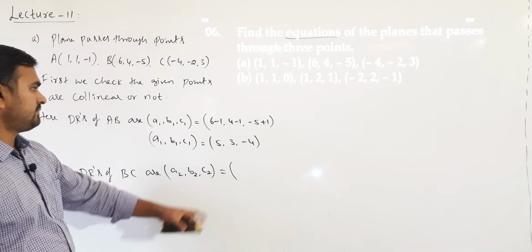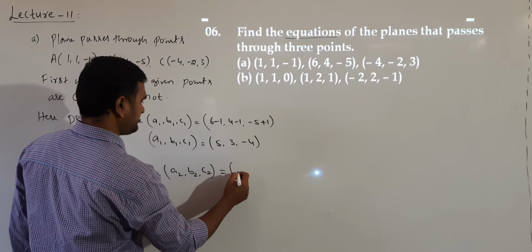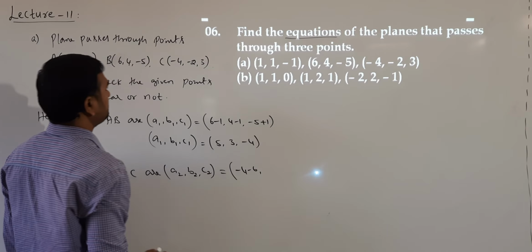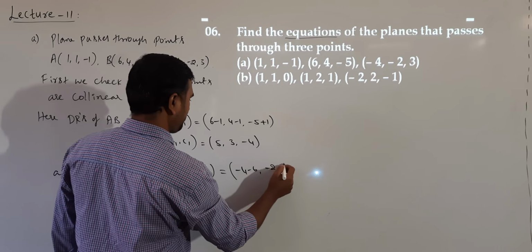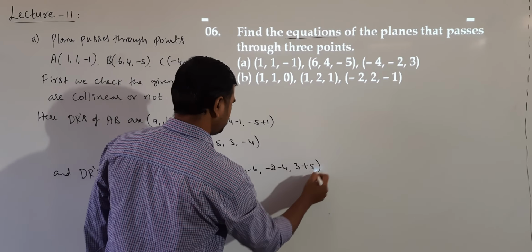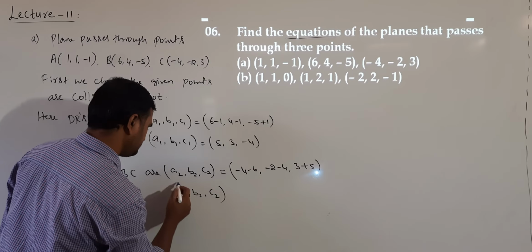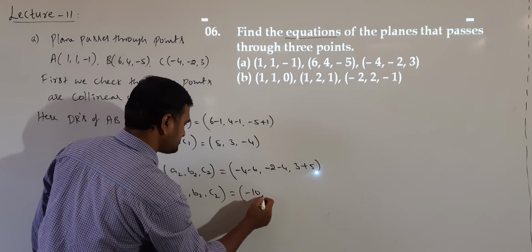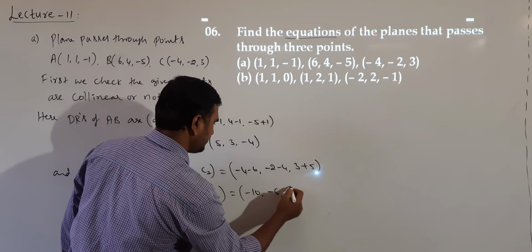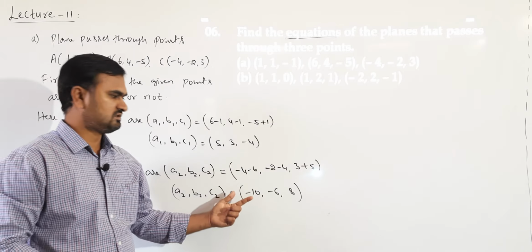DRs of BC, I will take as a2, b2, c2. The line joining BC has DRs -4 minus 6, -2 minus 4, 3 minus (-5), which is 3 plus 5. So what are a2, b2, c2? They are -10, -6, 8. So we know the DRs of AB and the DRs of BC.